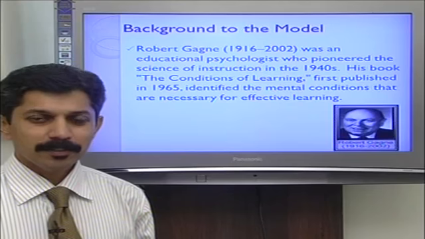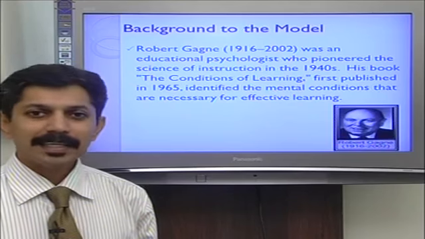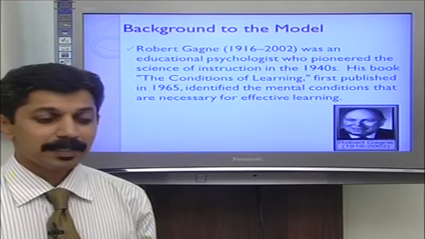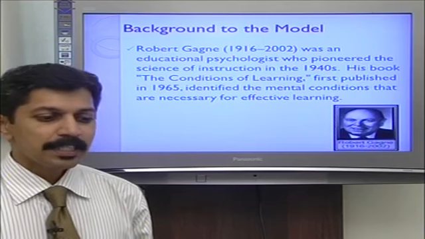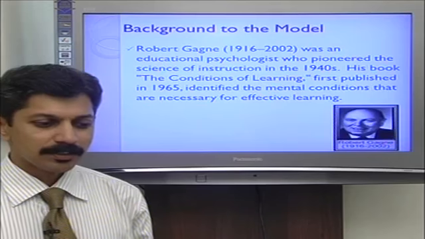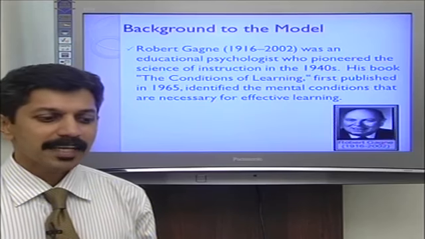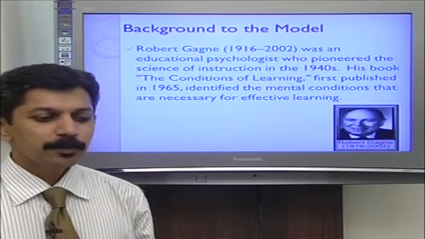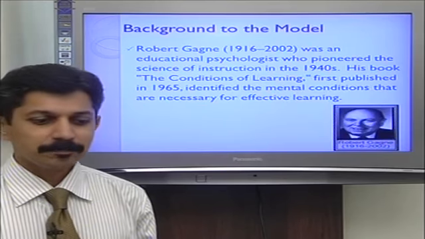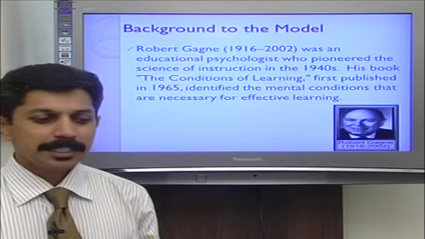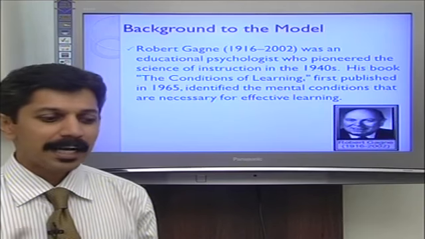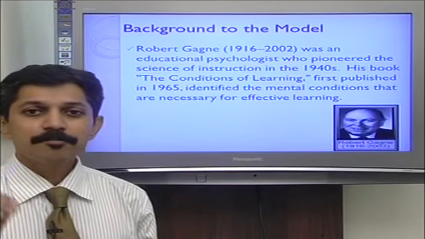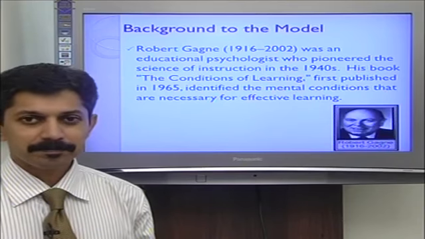A background to the model: Robert Gagne. He was born in 1916 and he was on this planet till 2002. He was an educational psychologist who pioneered the science of instruction in the 1940s. His book, The Conditions of Learning, first published in 1965, identified the mental conditions that are necessary for effective learning.